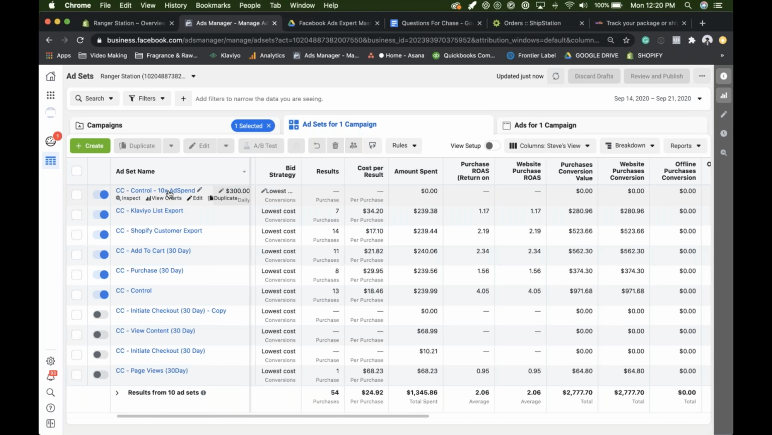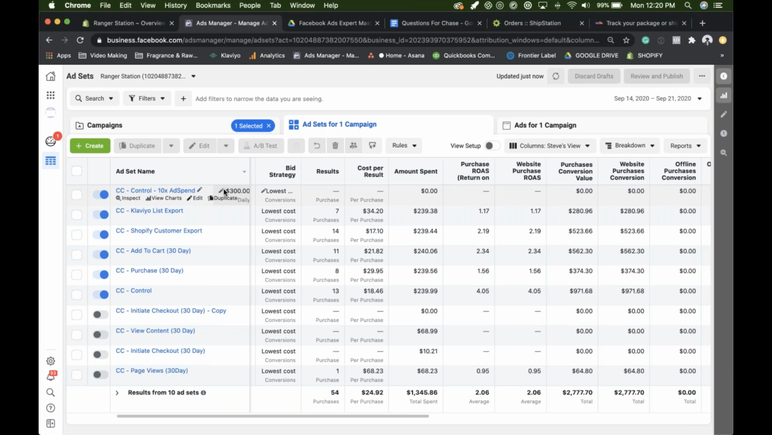Yeah, don't do it. Turn it off. Scale by 20%. And then watch it for a few days, like 2 to 4 days, and then scale by another 20%.